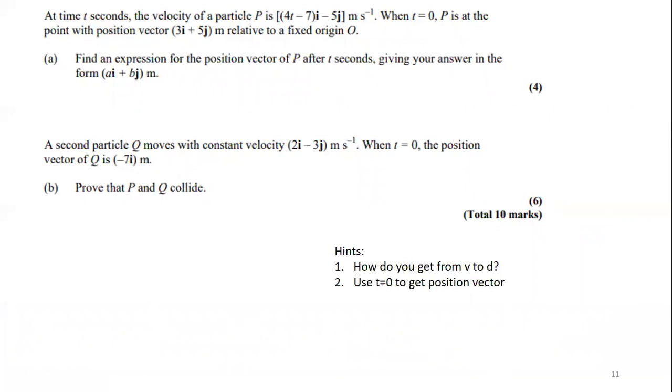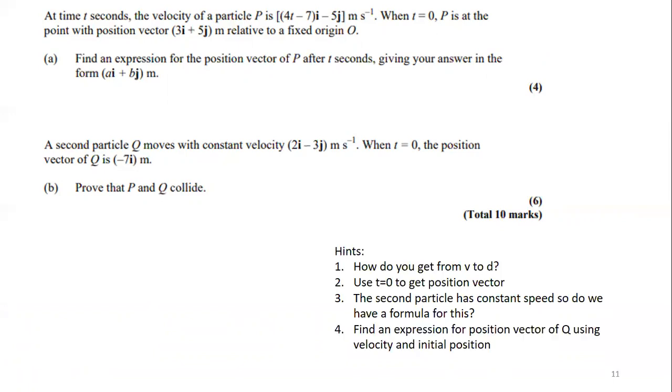And the second bit, second particle Q, it's got constant velocity this time. So think about what we can use, what formula we have. If it's constant speed, constant velocity. So we've got the constant velocity. We've got the initial position vector, because it says t equals 0.